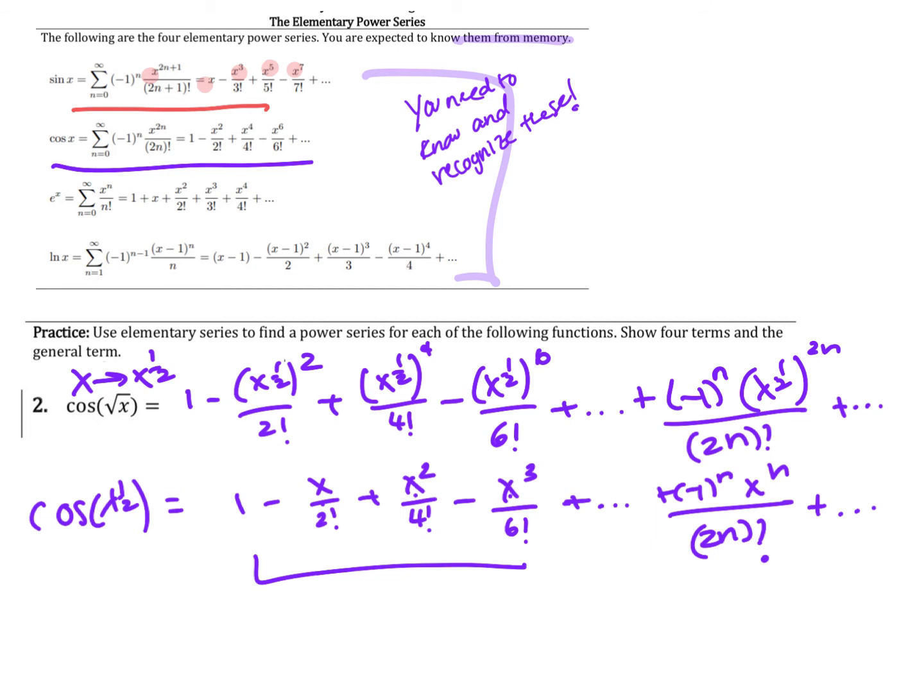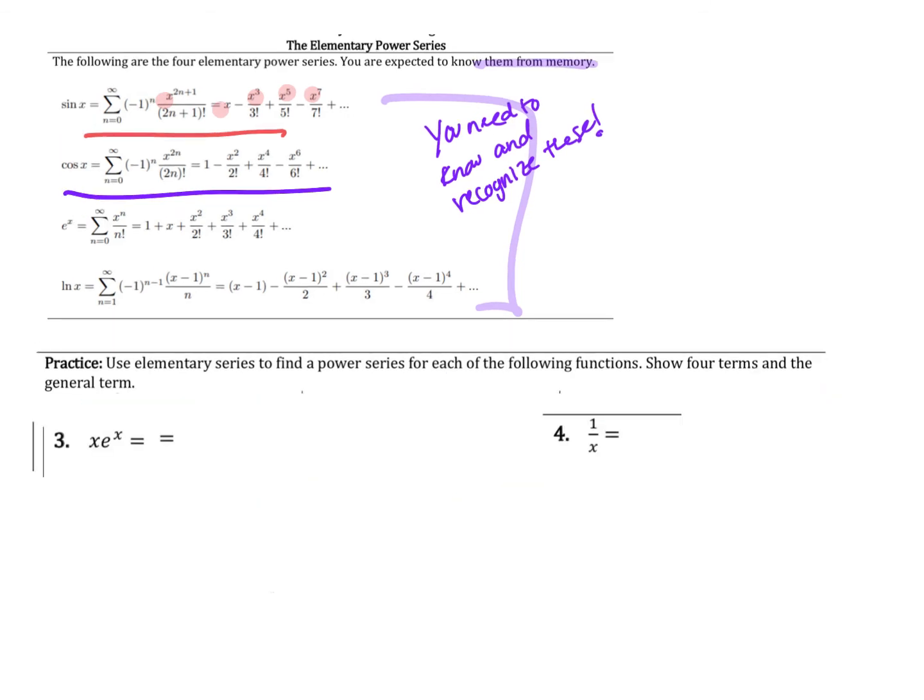Okay, I'm going to put 2 more up on the screen for you to work through, and I'm going to encourage you to try and do them on your own, but let me get them on the screen for you first. Okay, so here we have x e to the x and 1 over x. I'm going to encourage you to see if you can figure out, number 3 is not so tricky, number 4 is a little harder. See if you can figure out how to use one of these 4 power series to come up with the power series indicated here.